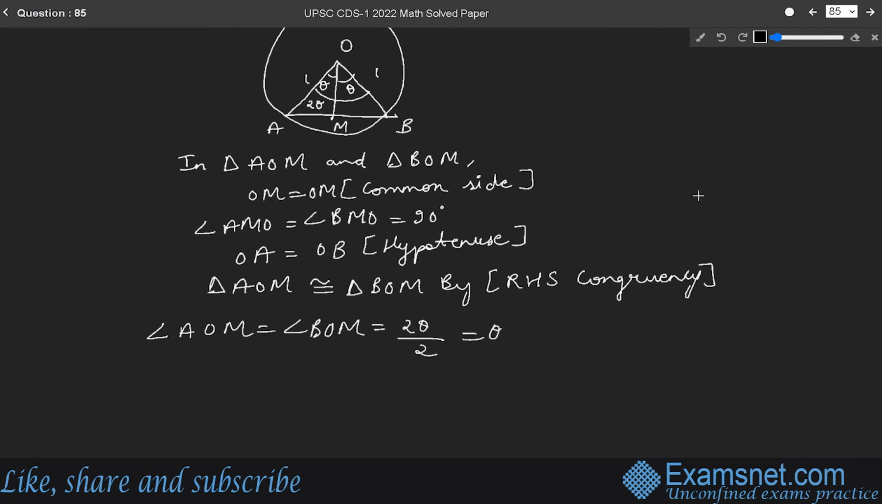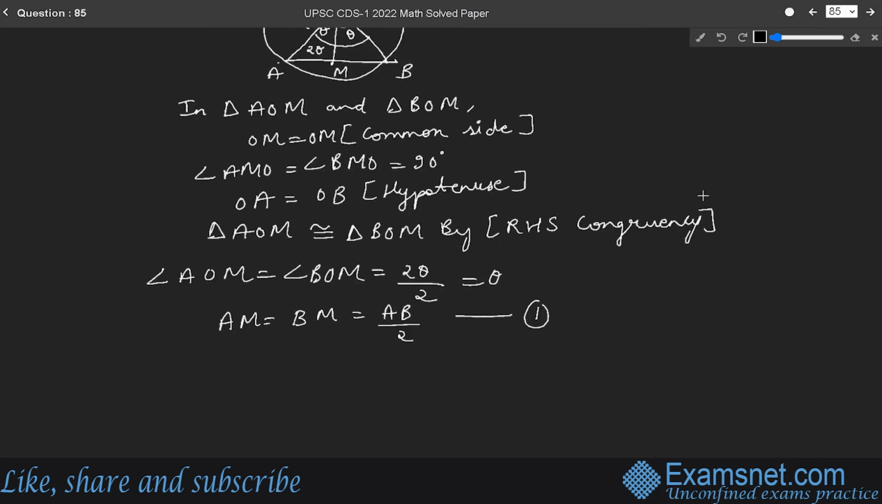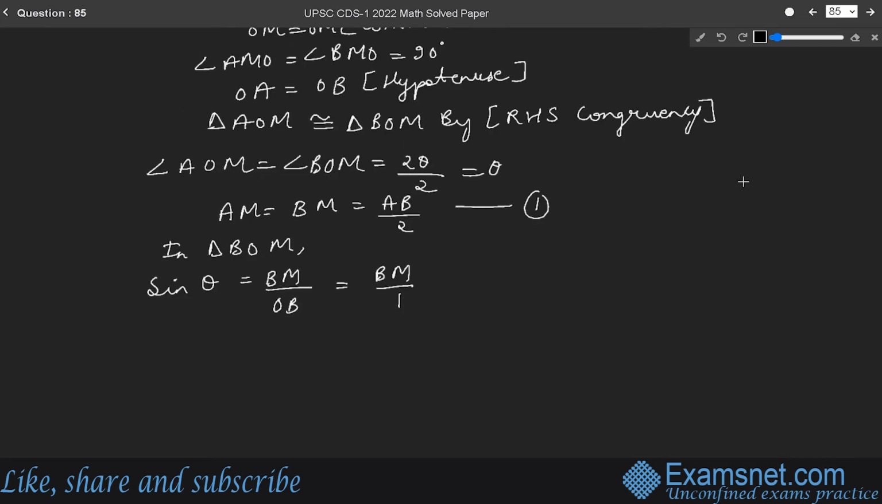We have already marked in the diagram, AOM and BOM are equal, which is theta. And therefore, AM will be equal to BM, which is AB by 2. Let this be equation number 1. Now, let us see the triangle BOM. For the triangle BOM, we know that sin theta is equal to perpendicular upon hypotenuse. So, it will be equal to BM upon OB, which will be equal to BM upon 1. Therefore, BM is equal to sin theta.